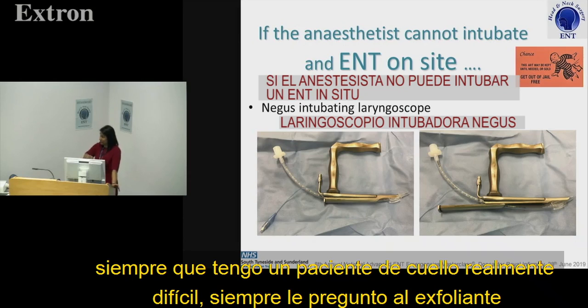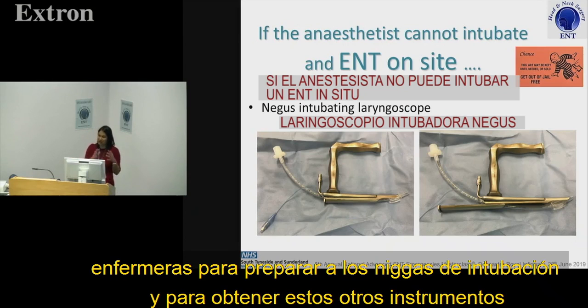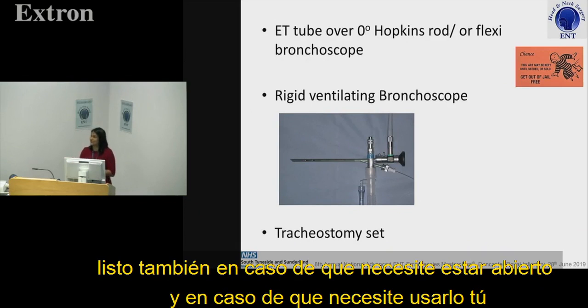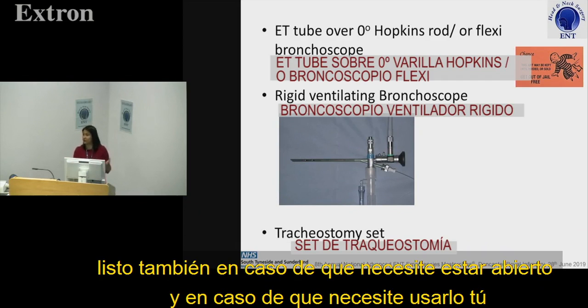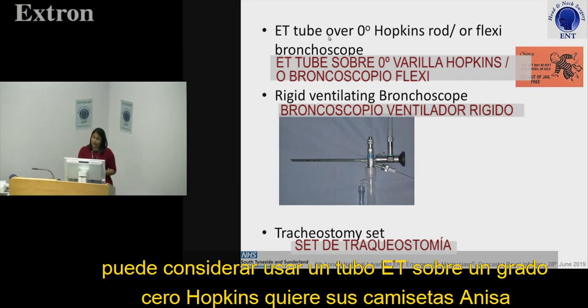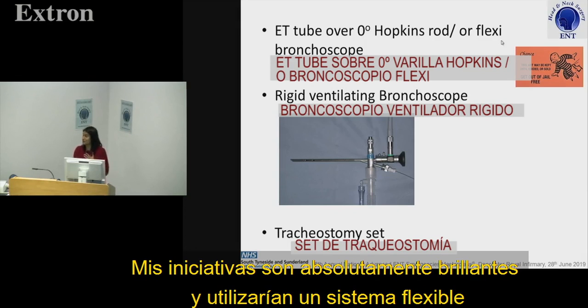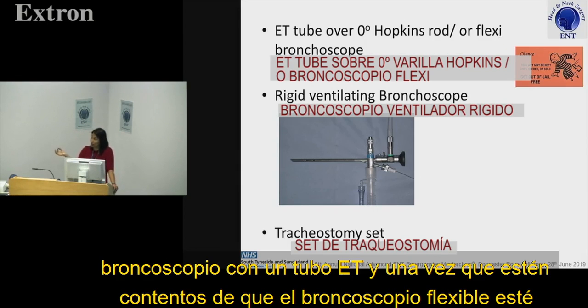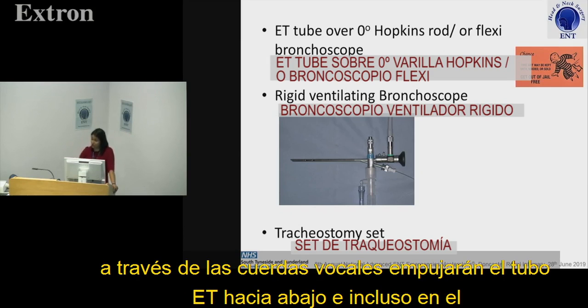Whenever I have a really difficult head and neck patient, I always ask the scrub nurses to get the intubating Negus ready and to get these other instruments ready as well, in case it needs to be open and in case I need to use it. You can consider using an ET tube over a 0-degree Hopkins rod. My anesthetists are absolutely brilliant, and they would use a flexible bronchoscope with an ET tube. And once they're happy that the flexible bronch is through the vocal cords, they will push the ET tube down.